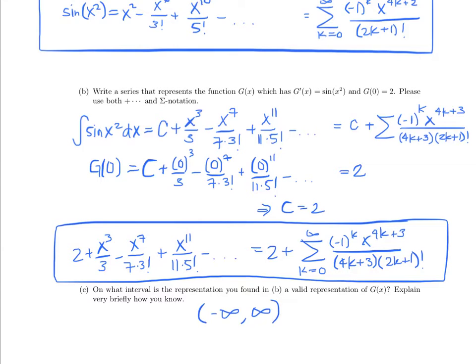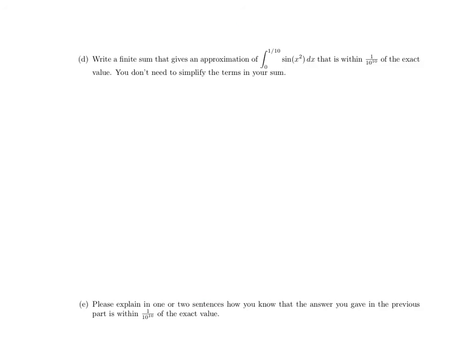Now, of course, we're not finished with this type of problem. Moving on to the next page, this is the gift that keeps on giving. We now have to use this antiderivative to write a finite sum that gives an approximation for the definite integral from 0 to 1/10 of sine of x squared dx that is within 1 over 10 to the 10th of the exact value. Well, the first thing we want to do is find the infinite series that gives us the definite integral's value there. And then we'll figure out exactly how many terms we need.